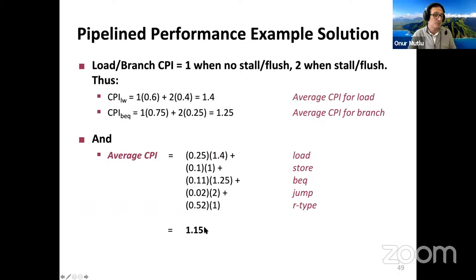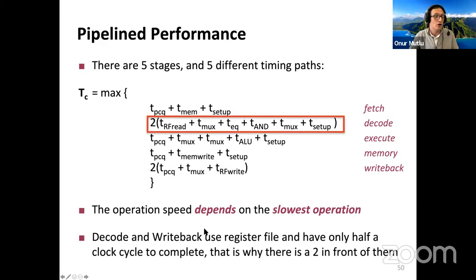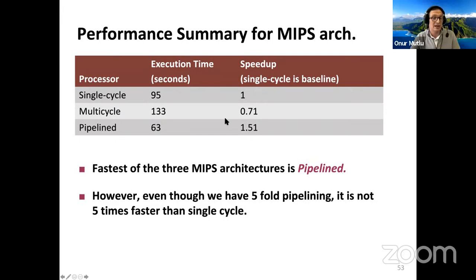1.15. The problem is really coming from how we balance the pipeline and how we set the critical path of the pipeline. So really this decode stage is problematic over here. And that's why we're not getting a lot of speed up. So if you see a result like this, then you ask the question, why am I not getting the performance that I'm supposed to be getting?